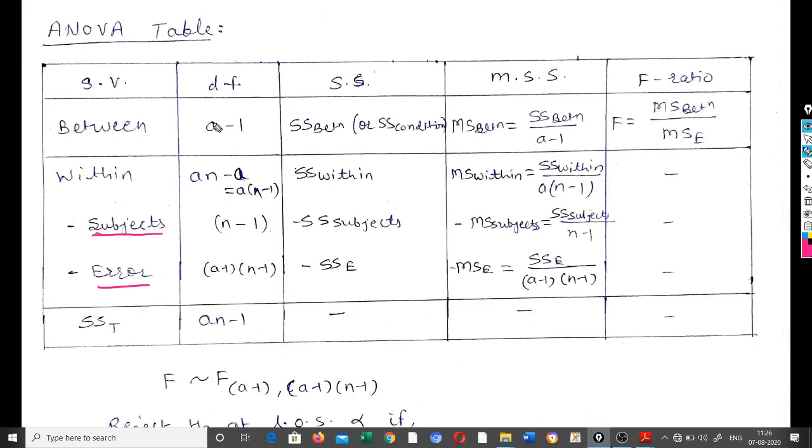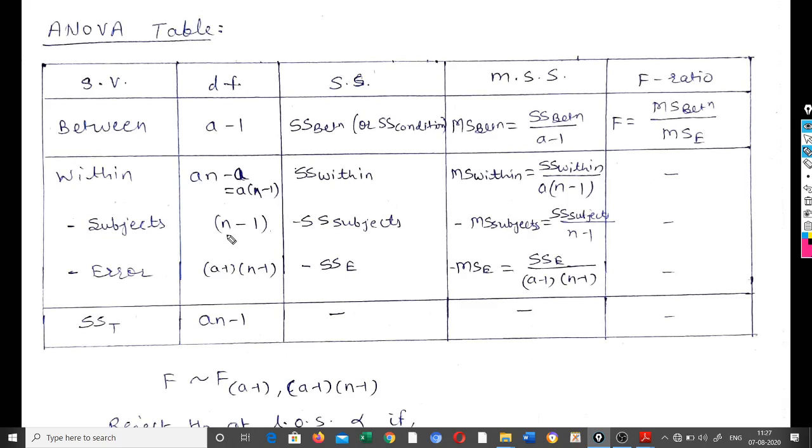Total groups are A, so here the degrees of freedom are A minus 1. Just like your one-way ANOVA, here it is n minus A. N means the total number of observations, so here the degrees of freedom are n minus A, and here it is the number of treatments. Just like here the total number of observations are an and the number of treatments are A. So we can write the degrees of freedom of within as an minus A. Take A common, so it becomes A into (n minus 1).